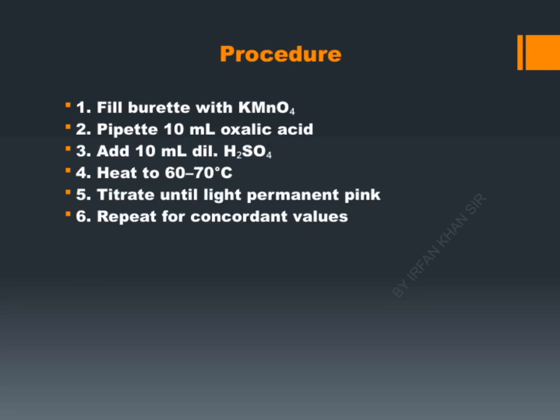All right, let's go through the procedure step by step. First, I fill the burette with a standard solution of potassium permanganate, KMnO₄. This will serve as our titrant. Next, I pipette exactly 10 milliliters of oxalic acid into the conical flask. It's important to measure this carefully to ensure accuracy. Then, I add 10 milliliters of dilute sulfuric acid, H₂SO₄, to the flask.